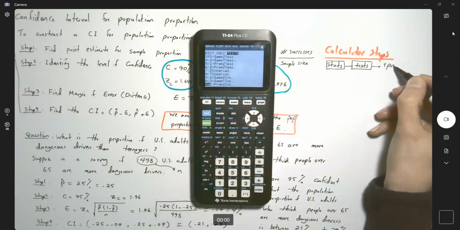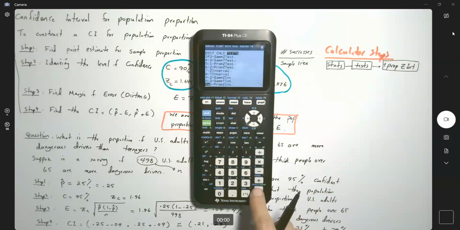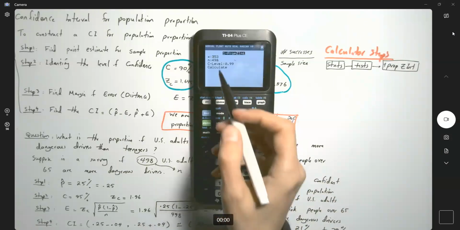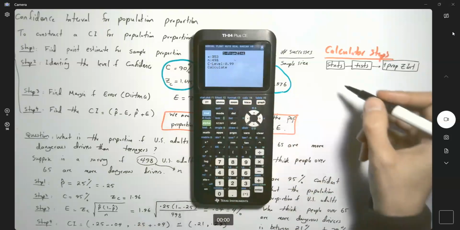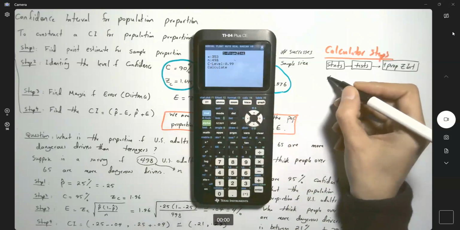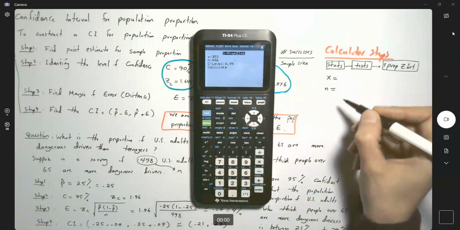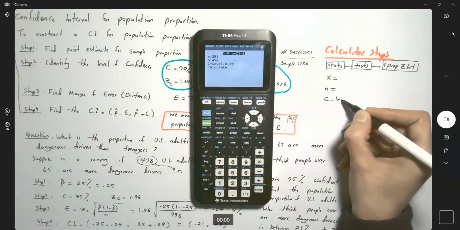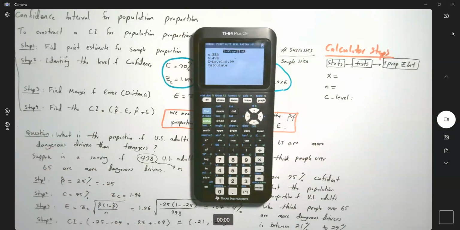One proportion Z interval. This is what you're looking for. Click on that. You need to enter some values for X and confidence level and then do the calculation. X is the number of successes, N is the sample size, C level is the confidence level, and do the computation. So let's take a look at our example here.